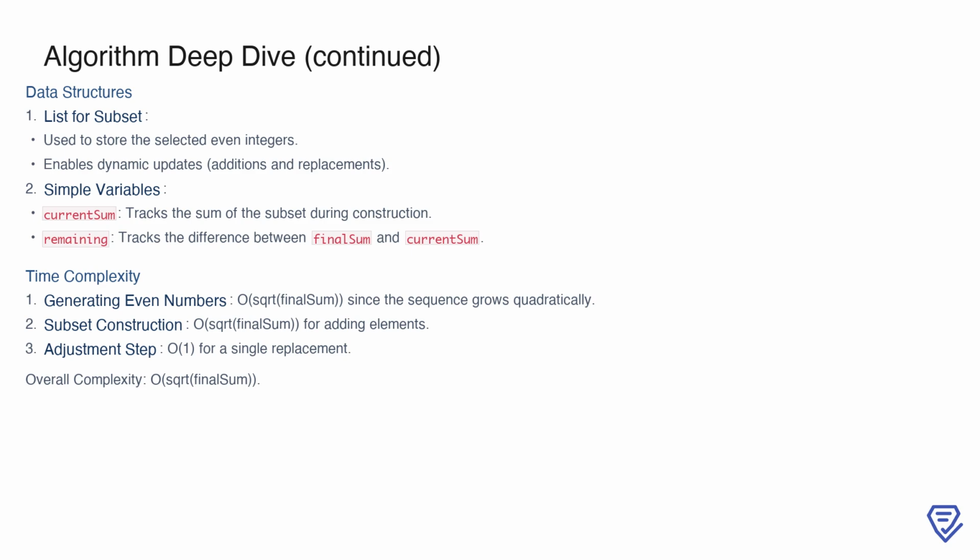The time complexity of the algorithm is driven by two main operations: generating even numbers and building the subset. Generating even numbers takes O(sqrt(final sum)), as the sequence of even numbers grows quadratically. Constructing the subset also takes O(sqrt(final sum)), since we iterate through the sequence of even numbers until the sum condition is met. The adjustment step, where we replace the largest element if needed, is an O(1) operation. Overall, the algorithm runs in O(sqrt(final sum)), making it both efficient and practical for this problem.